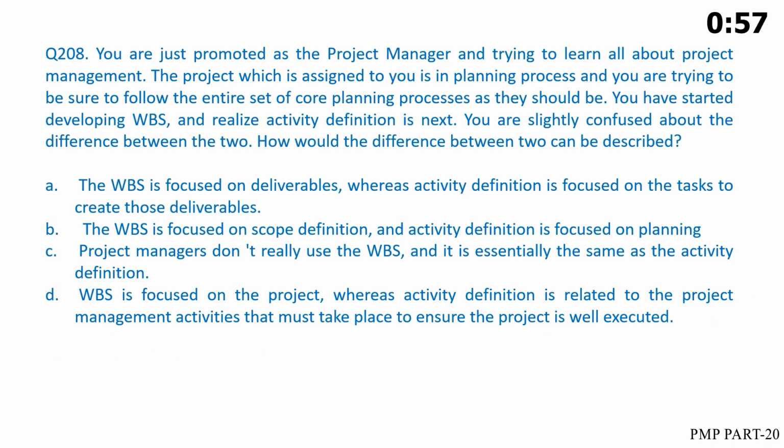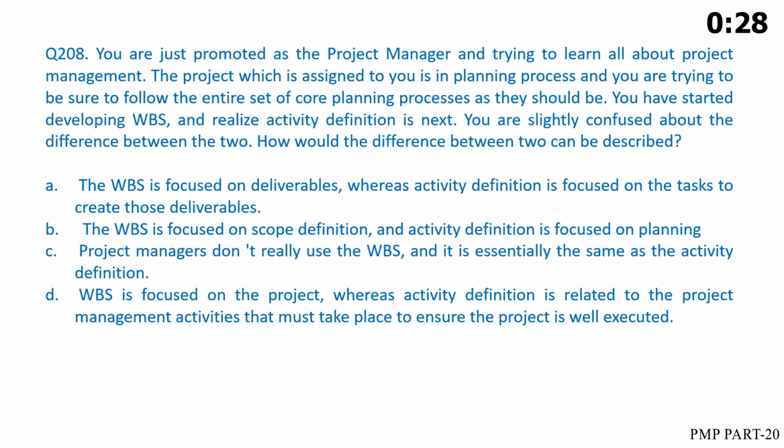You have just been promoted as the project manager and are trying to learn all about project management. The project assigned to you is in the planning process and you are trying to be sure to follow the entire set of core planning processes as they should be. You have started developing the WBS and realize activity definition is next. You are slightly confused about the difference between the two. How would the difference between the two be described?